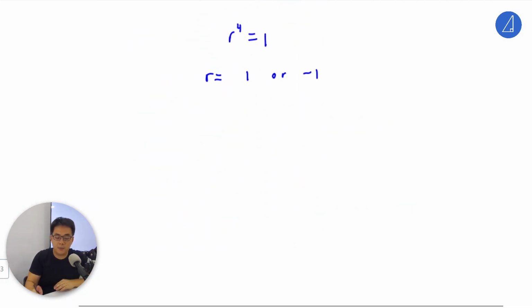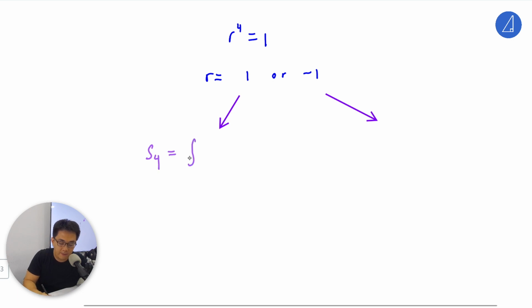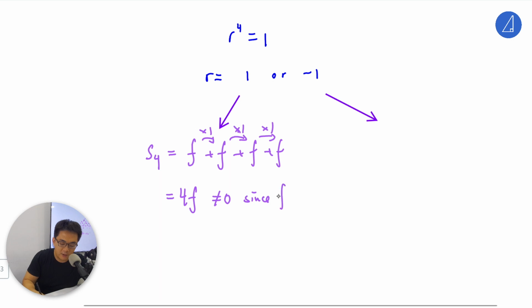We need to consider this, because we are told to find the possible value of R. Okay? Maybe the reason why they put S4 is because it's easier. So if you consider S4, if the first term is F, the second term is multiplied by R, which is 1, then the second term will be F again. This will still be F plus F. So essentially, this case will be for F, which is not equal to 0, since F is not equal to 0. Okay? So hence, R cannot be equal to 1. Check.